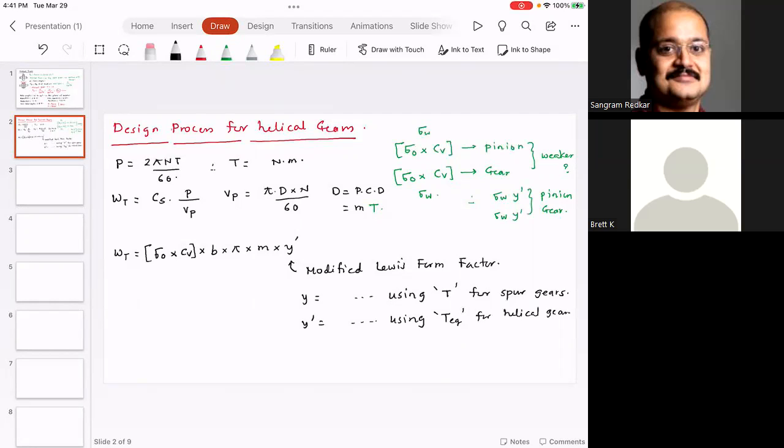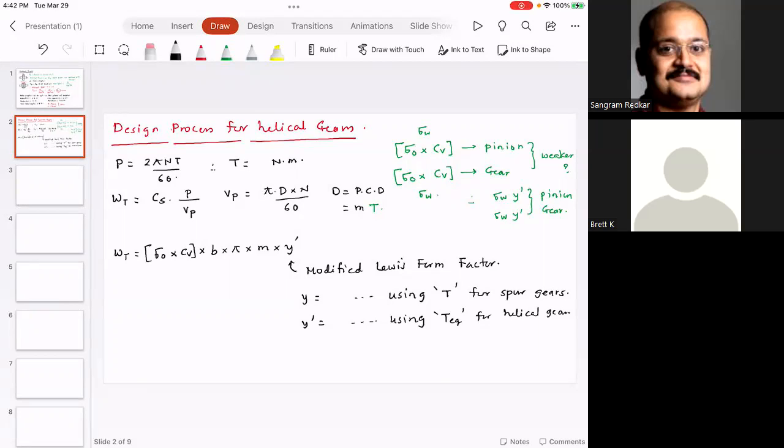So step one is, once you decide the number of teeth, you have to find out the equivalent number of teeth. And then from the equivalent number of teeth, you have to find out the appropriate Lewis's form factor. And that is an important step. Just don't use the number of teeth corresponding to spur gear and proceed. Basically, just find out the modified Y prime or modified Lewis's form factor. So this is the first step.